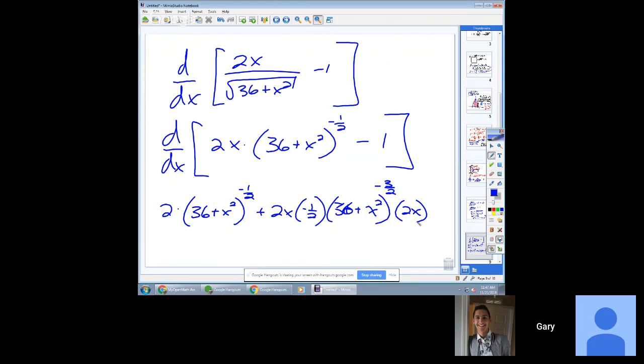So we're going to have 2 times 36 plus x squared to the negative 1/2 minus 2 times 1/2 cancels, but we do have that other 2x times 2, so we'll have a 2x squared times 36 plus x squared to the negative 3/2, and we want to plug into that the square root of 12. So whip out your calculators. Let's see if we can get an answer.